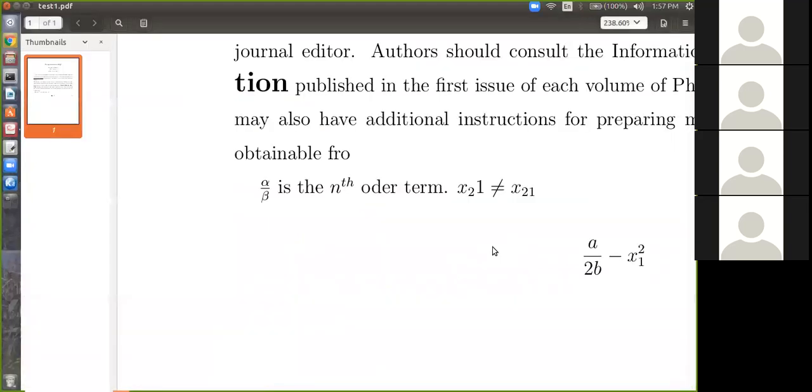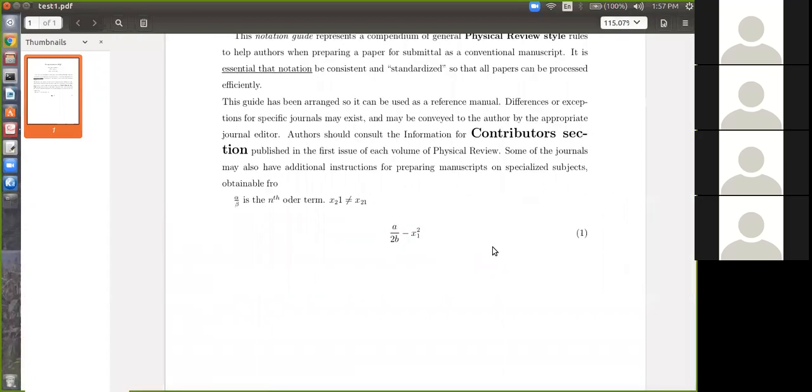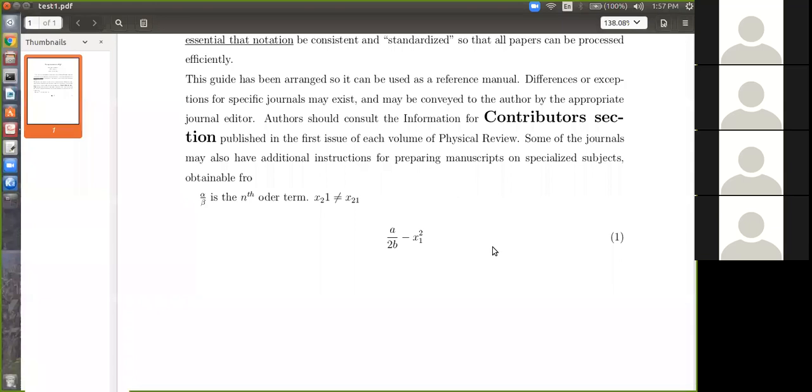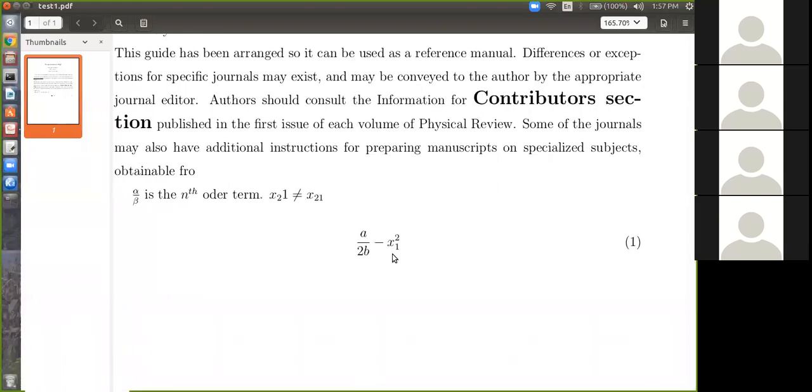Yeah, so here is the equation. You can see, or you can try in your own compiler. So A by 2B minus X1 square, X subscript 2, A1 superscript 2. So one equation number came automatically. I didn't do anything for this.